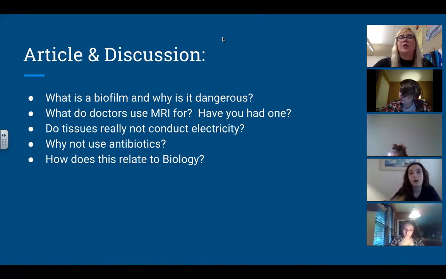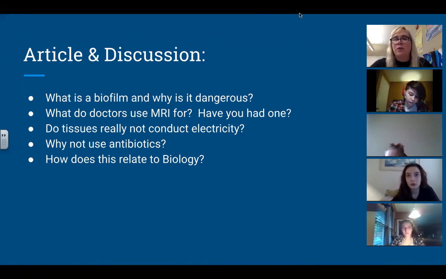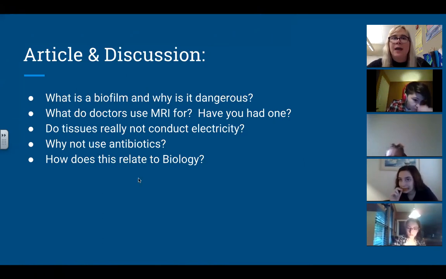Okay, so why is it dangerous? Well, because it's an infection, right? It can kill you. Okay, what do doctors use MRI for? Have you ever had an MRI? This is a pretty easy question to answer, especially since it's about you.